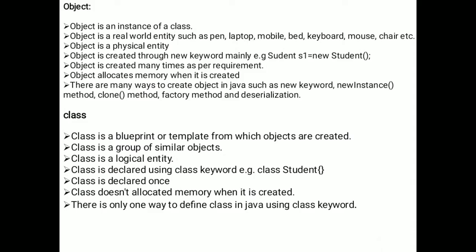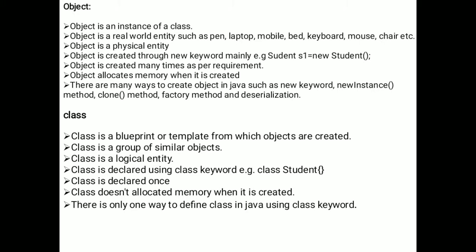First point, the first difference is object is an instance of a class, whereas class is a blueprint or template from which objects are created. The second difference is object is a real world entity such as pen, laptop, mobile, bed, keyboard, mouse, chair, etc. Whereas class is a group of similar objects. The third difference is object is a physical entity. Whereas class is a logical entity.